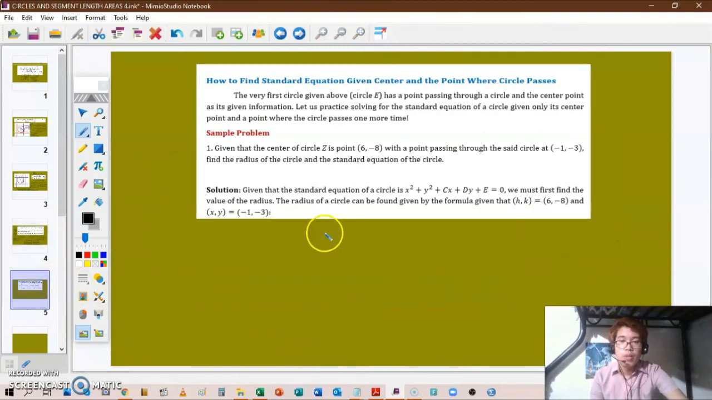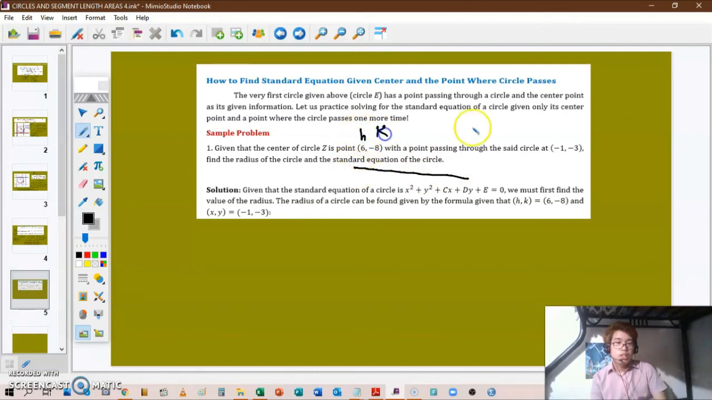Okay, next problem. Given that the center of a circle is at point (6, −8), and it passes through one of the points on the circumference of circle Z, which is (−1, −3). We are asked to find the standard equation of the circle. We can see here that since this is the center, this is h, this is k, and this is x, and this is y. So first we need to solve for the radius of the circle.